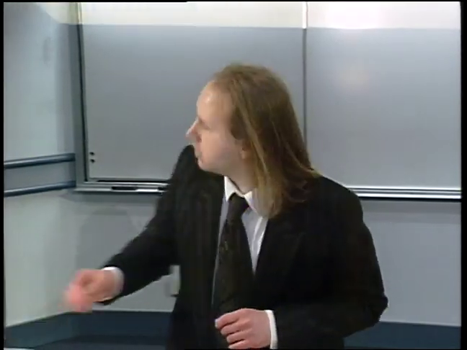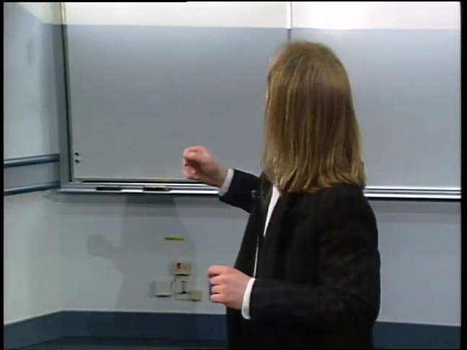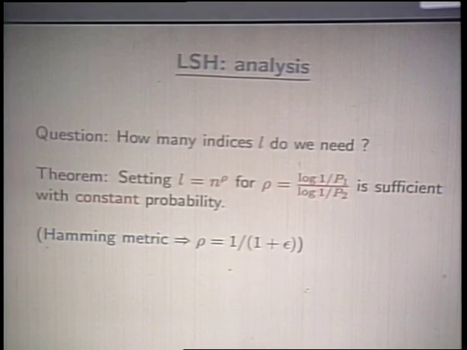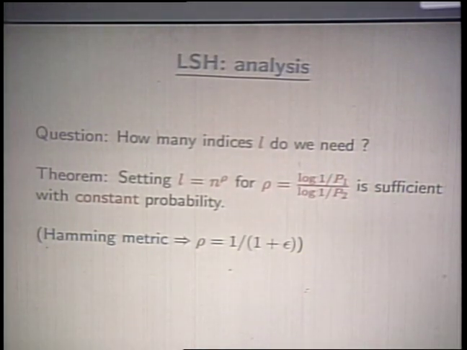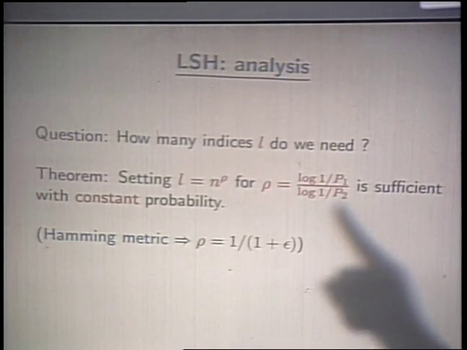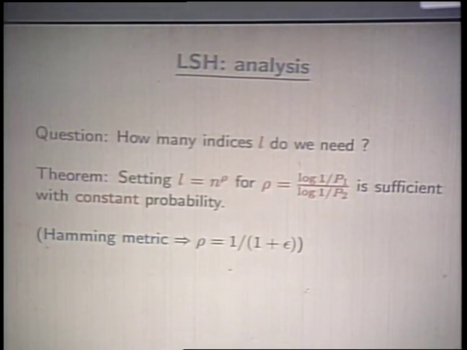So let me help you to parse this expression here. Remember that P1 is always greater than P2, which means that 1 over P1 is smaller than 1 over P2, which means that the numerator is smaller than the denominator.